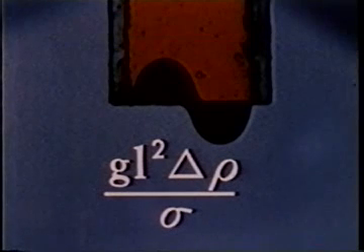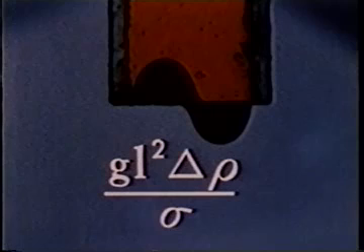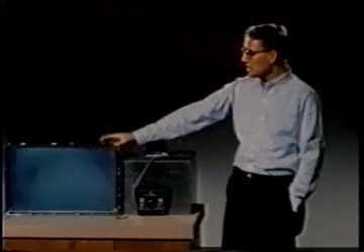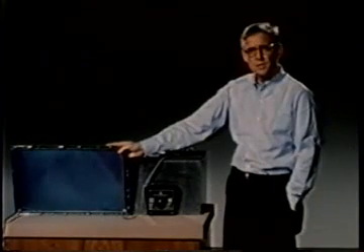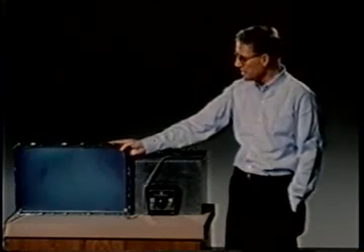A fluid, heated from below, may become unstable. This thin cell contains fluid and particles to make the motions visible, and a heating element at the bottom. As we turn on the heat, the fluid becomes unstable. The hot, buoyant fluid can get away before it loses heat and buoyancy to its surroundings.